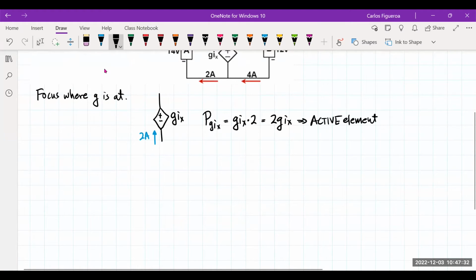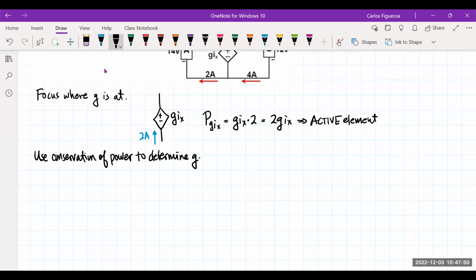That being said, let's start to look at this. I'm going to use conservation of energy / power to determine G. So the first thing I have to do is identify which elements are active versus passive. So let's go look at that.